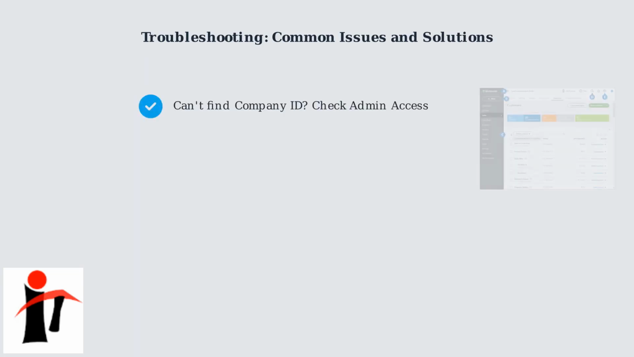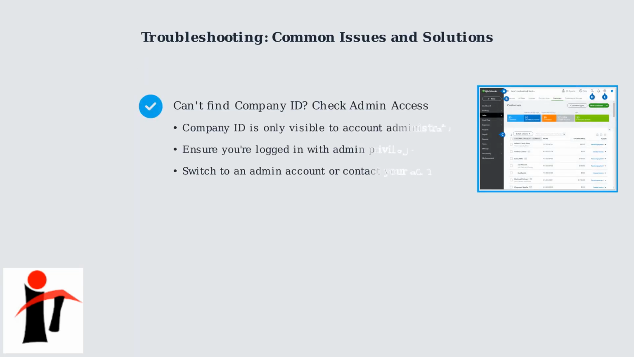If you can't find your company ID, double-check that you're logged in as an administrator. The company ID is only visible to account admins for security reasons. Make sure you're using an admin account or contact your account administrator to access this information.